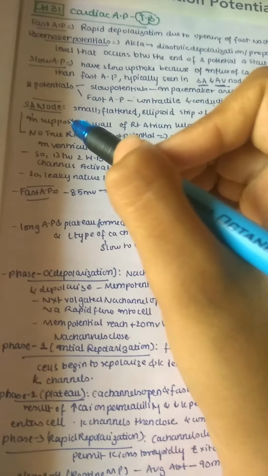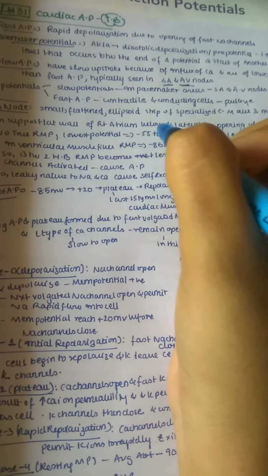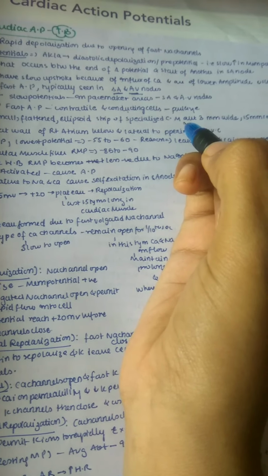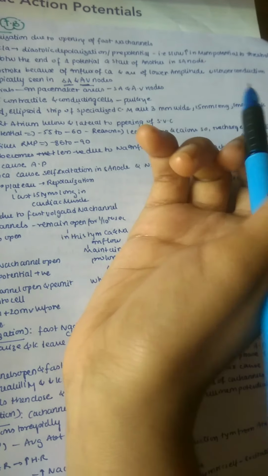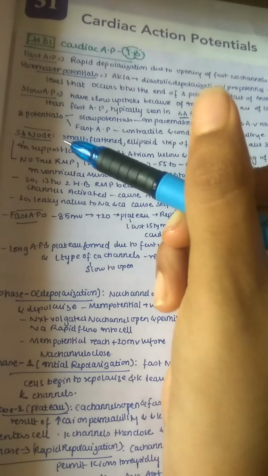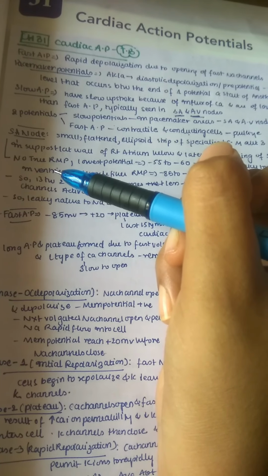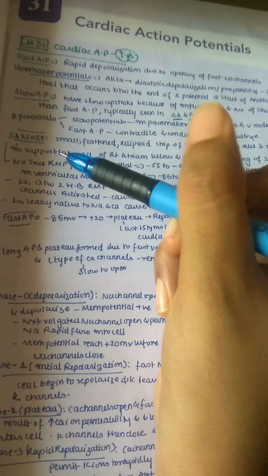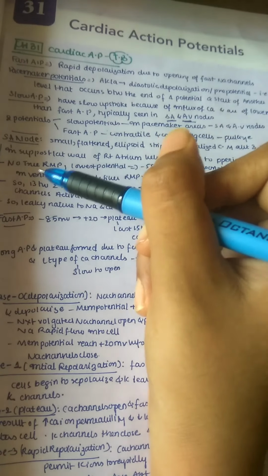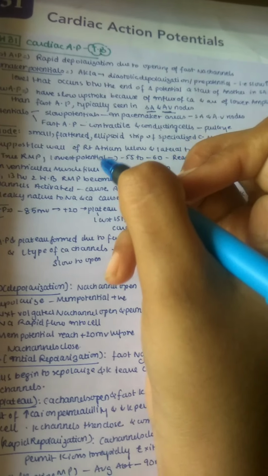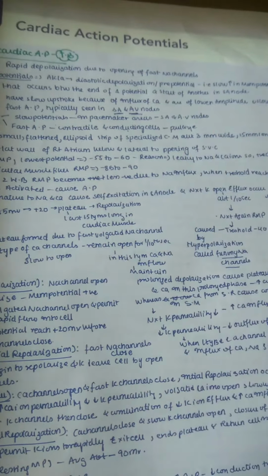So the SA node is actually a small flattened ellipsoid strip of specialized cardiac myocytes. It is about 3 millimeter wide, 15 millimeter long and 1 millimeter thick, and it is present in the superior posterior lateral wall of the right atrium, below and lateral to the opening of the SVC.